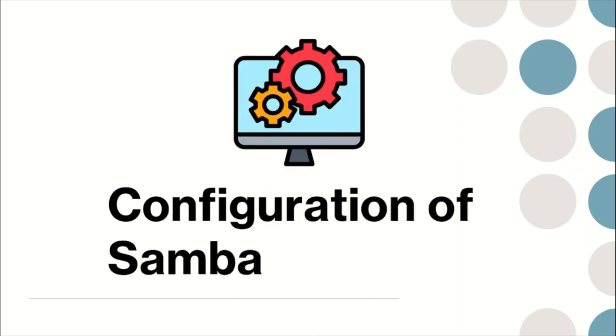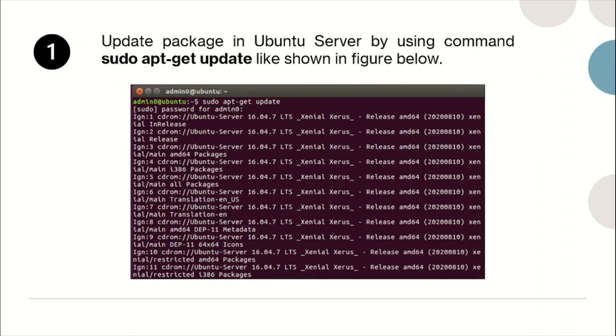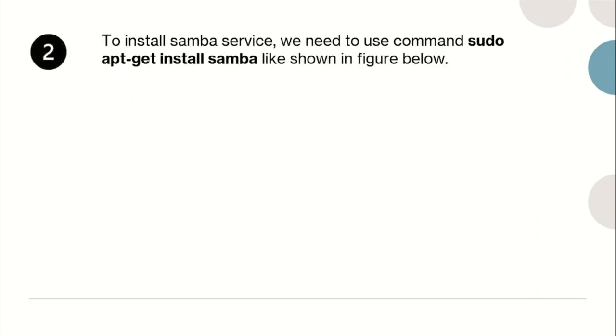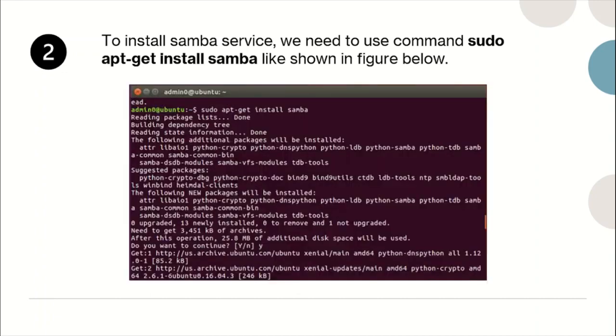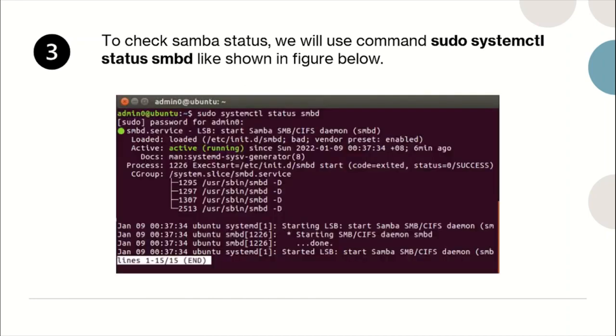Configuration of Samba. Number 1. Update packages in Ubuntu server by using the command sudo apt-get update. To install Samba service, we will use the command sudo apt-get install samba. To check the status of Samba, we will use the command sudo systemctl status smbd. As you can see, the status is active.